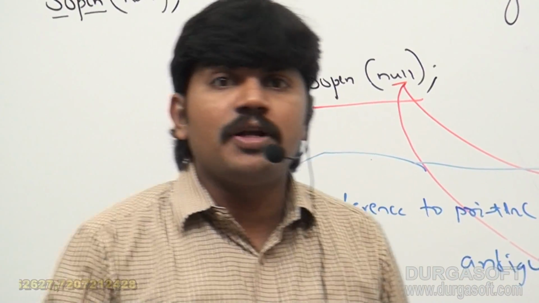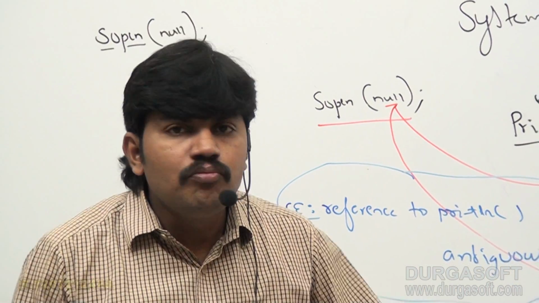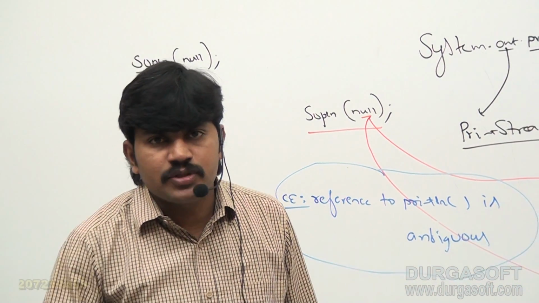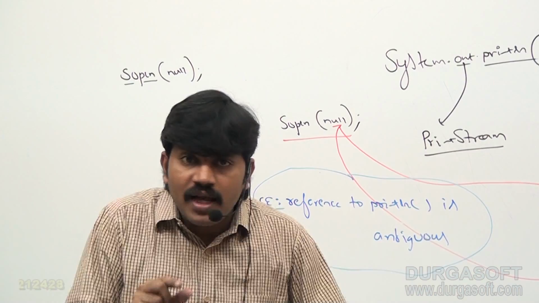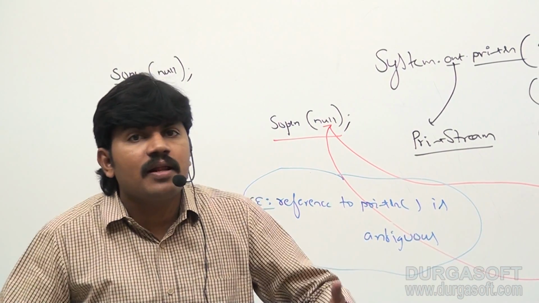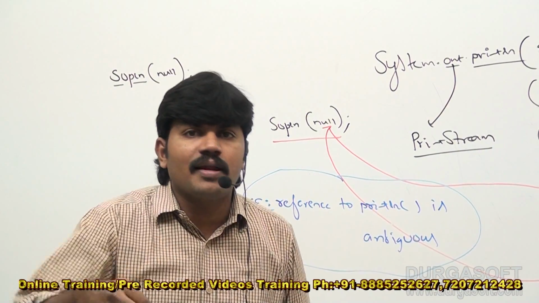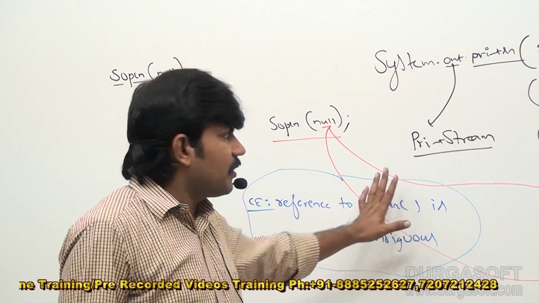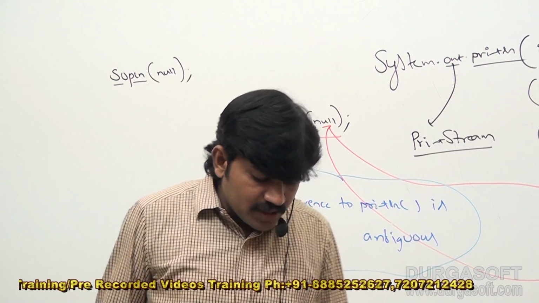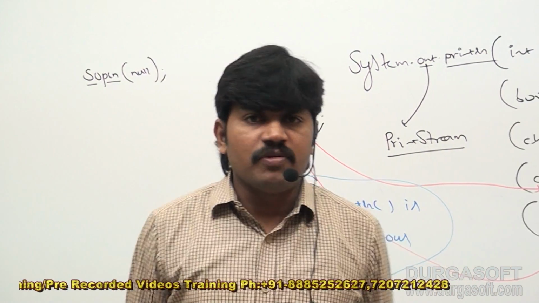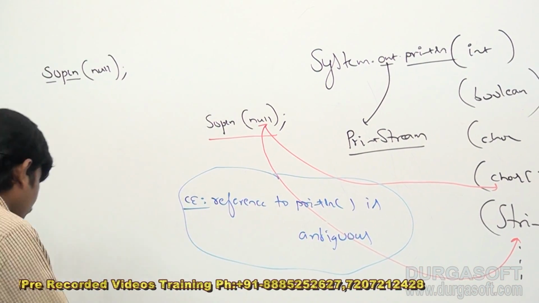If you are trying to print a null, what will happen? Immediately we will get an error, because this argument matched with two methods. The compiler is not in a position to decide which method it has to execute, which method it has to consider. That's why we are going to get a compile-time error. Then you must ask, sir, how can I solve this problem? Very simple, sir.